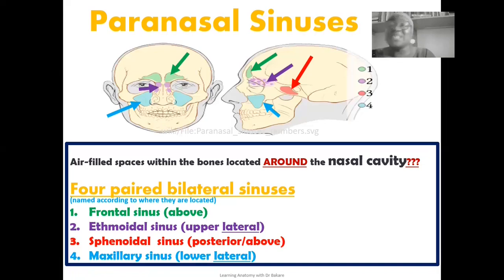This is going to be an interesting lecture. Please write down with me as I unfold some other basics that you need to know as students of anatomy.